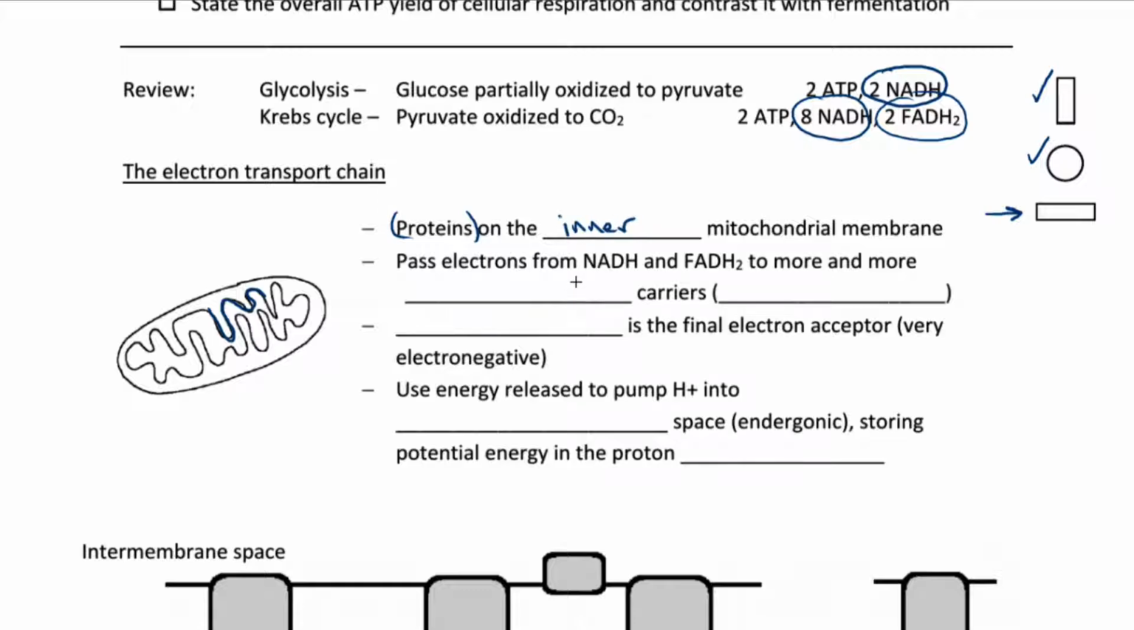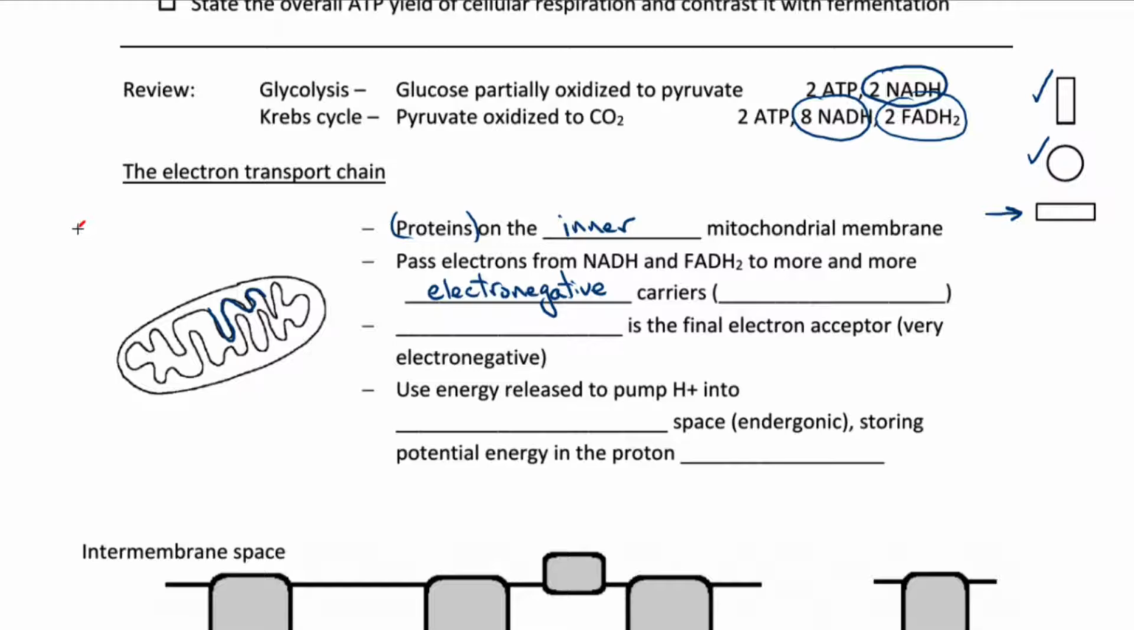And what's going to happen is that electrons are going to be passed from these NADHs and FADH2s that were made in glycolysis and in the Krebs cycle. They're going to get passed into this chain to more and more electronegative carriers. Remember that something that is electronegative or highly electronegative means that it's greedy for electrons. It wants to hang on to electrons.